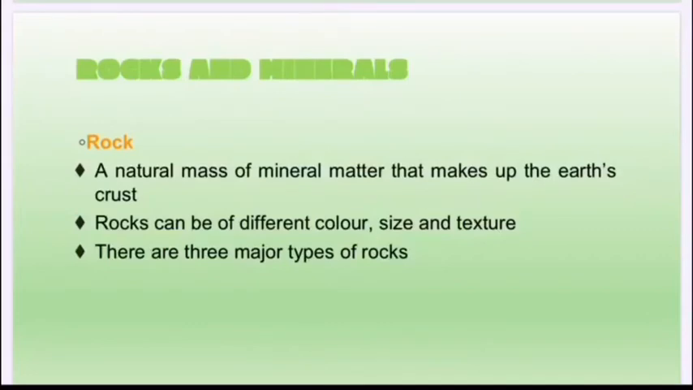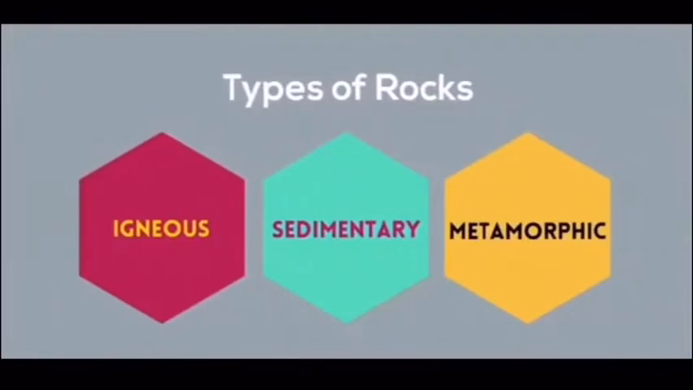In a rock we can find many minerals. On the earth's surface, on the crust, we can see many rocks. Rocks can be differentiated by color, size and structure, as you have seen. Rocks come in different colors, like red and blue, and different sizes and structures. There are three major types of rocks: igneous rocks, sedimentary rocks and metamorphic rocks.